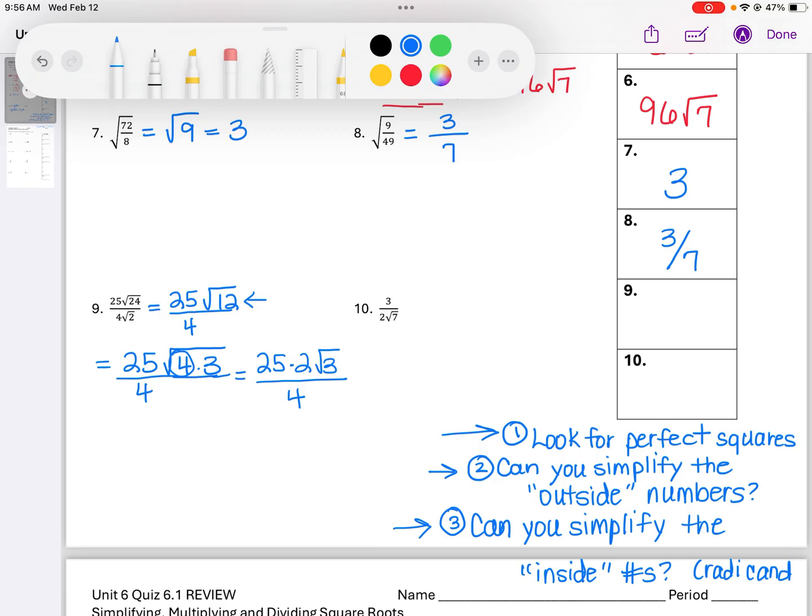Just simplifying the square root of 12 there. Now finishing it up. 25 times 2 is 50. The square root of 3 stays there, and 4 will go there. But one more step, and you can use your fraction button on your calculator. 50 over 4 simplifies to 25 over 2. So the outside numbers, going back to this step right here, I can simplify that.